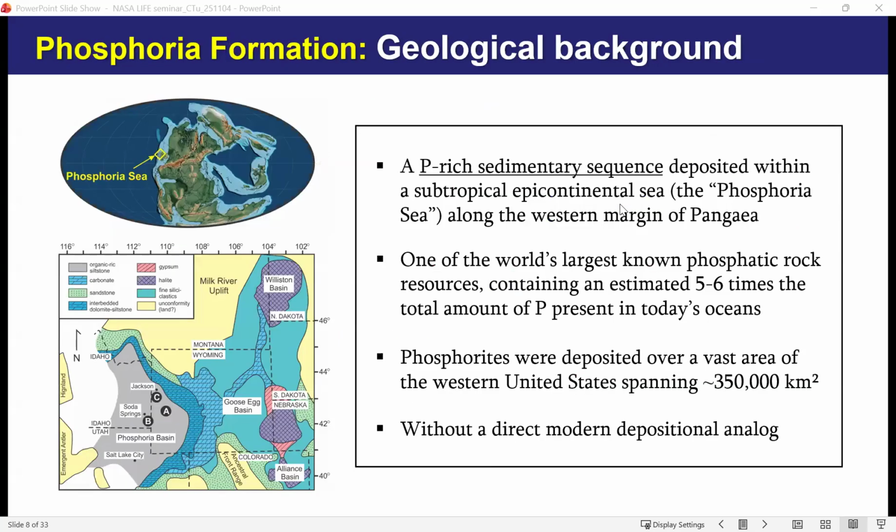So to further test our conceptual model, we focused on the Permian Phosphoria Formation, a phosphorus-rich sedimentary sequence deposited within a subtropical epicontinental sea, the Phosphoria Sea, along the western margin of Pangaea. And this unit represents one of the world's largest known phosphate rock resources. And phosphorites were deposited over a vast area of the western United States. Importantly, there is no direct modern depositional analog.